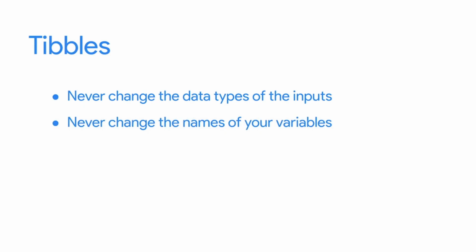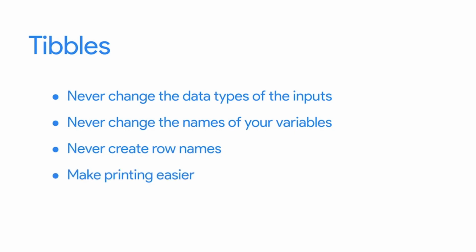Tibbles also never change the names of your variables, and they never create row names. Finally, tibbles make printing in R easier. They won't accidentally overload your console because they're automatically set to pull up only the first 10 rows and as many columns as fit on screen. Super useful when you're working with large sets of data.